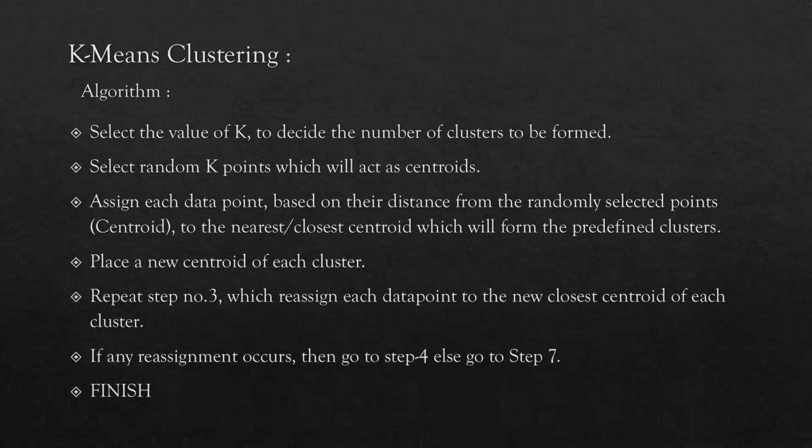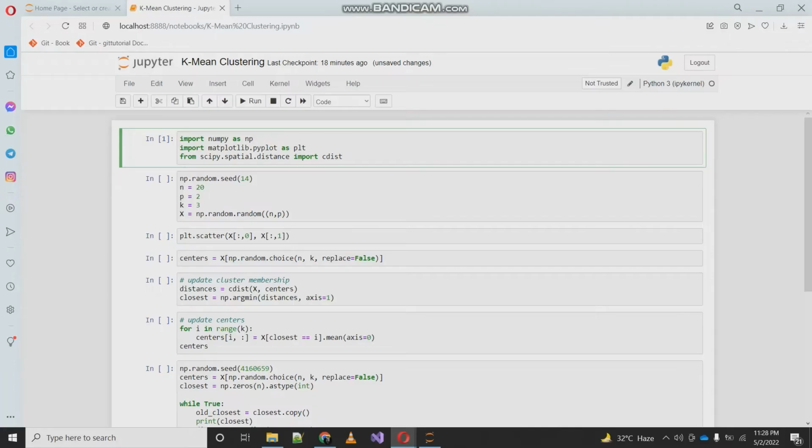Now let's code. In the code, we first have to import the libraries, and we have imported NumPy, Matplotlib, Pyplot, and for the distance formula, we imported SciPy. Run this. So for our data, we selected random data, and n is the number of data sets, and p is the features of those sets. K is the number of cluster.